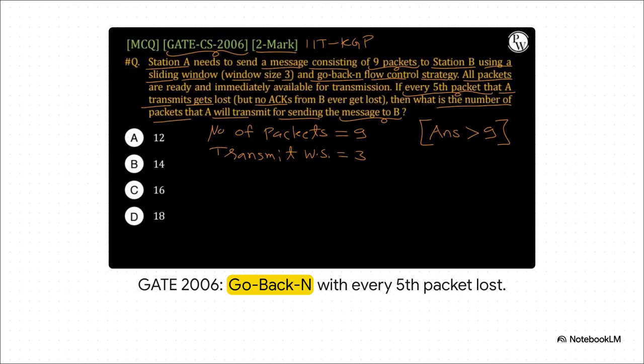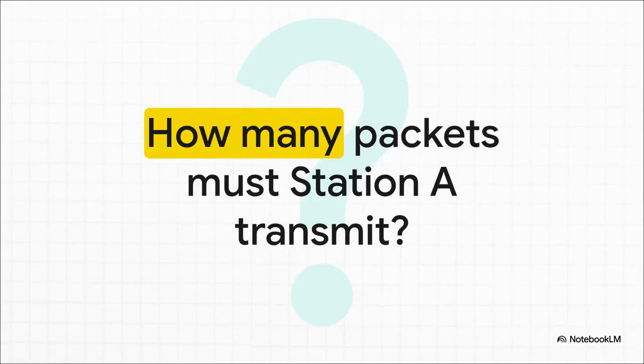Every fifth packet that Station A transmits just magically gets lost in the network, though thankfully no acknowledgments from B ever get lost. So here's the big question. If every fifth transmission vanishes into thin air, how many total packets must Station A actually push onto the wire to successfully get all 9 packets confirmed by Station B? Seriously, take a second to think about how that Go-Back-N logic is going to compound those drops.